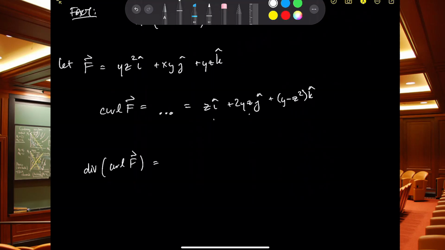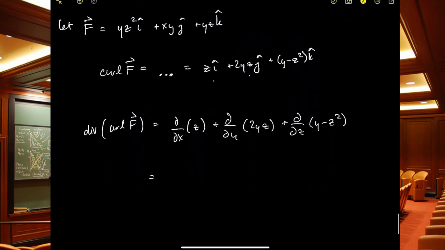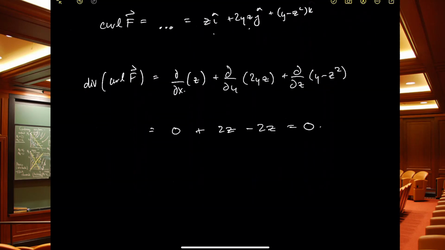The dot product of del with each of the components of the curl vector. So partial with respect to y of 2yz, plus partial with respect to z of y minus z squared. And so what do we get? Well, partial of the first is 0. Partial of the second with respect to y is 2z, minus 2z equals 0. And again, it's a scalar 0, not the 0 vector.